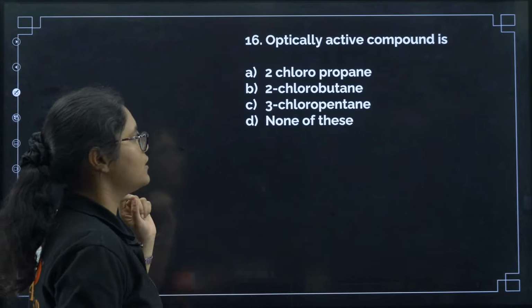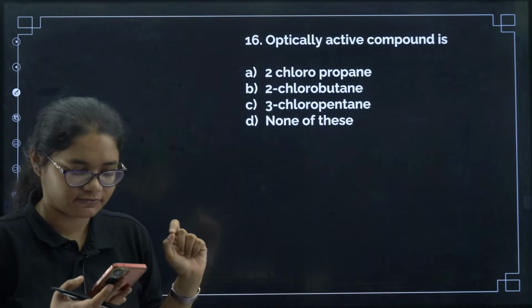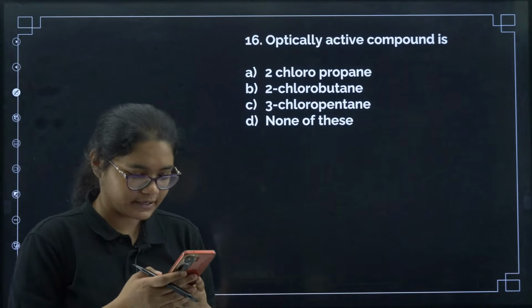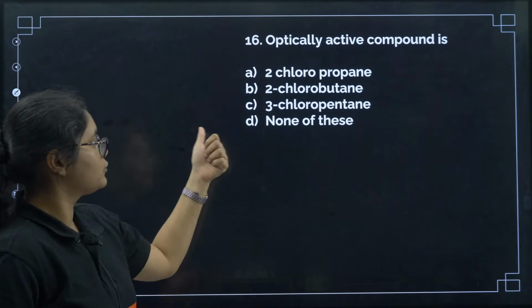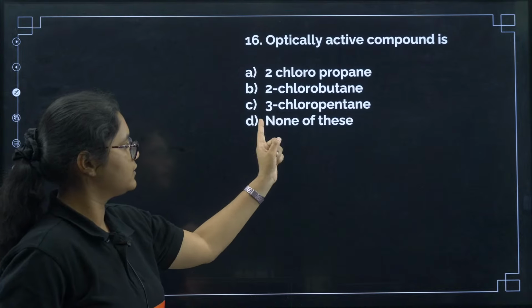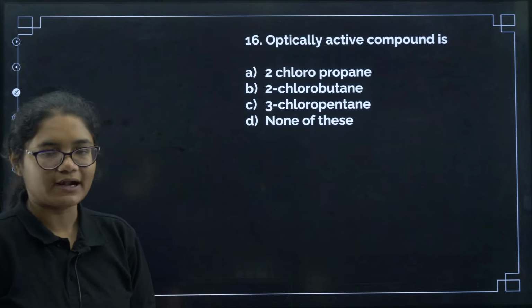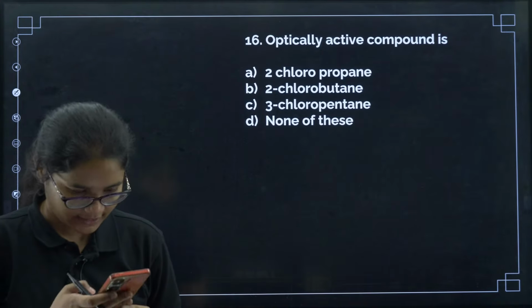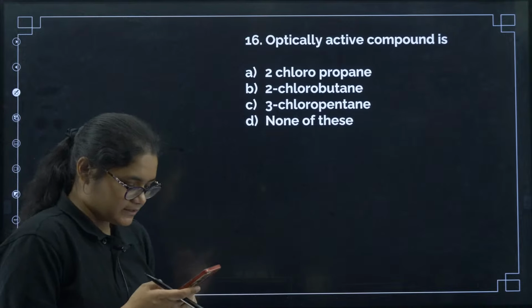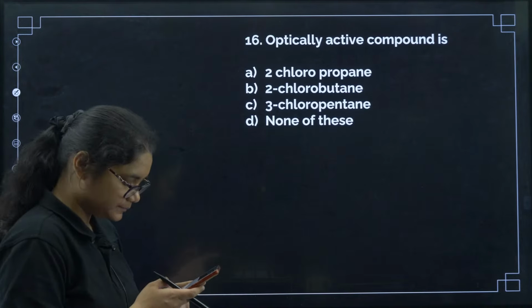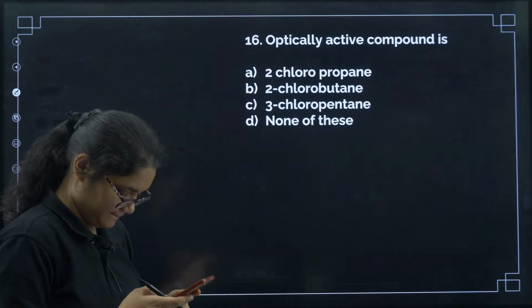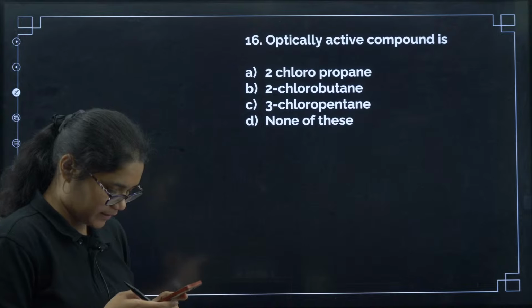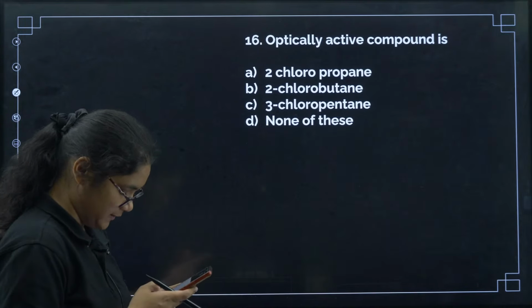Next question, number 16. Which of the following is an optically active compound? 2-chloropropane, 3-chlorobutane, 3-chloropentane, none of these. You know, optically active compounds are those which have 4 different groups attached, right? So tell me which is the correct answer here. Students, please answer with question number. I am not able to know which one you are answering.